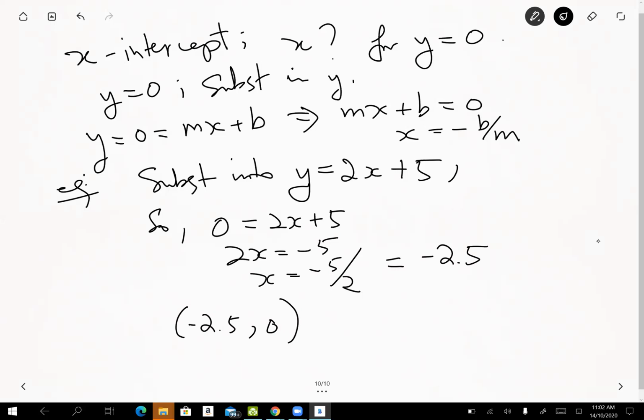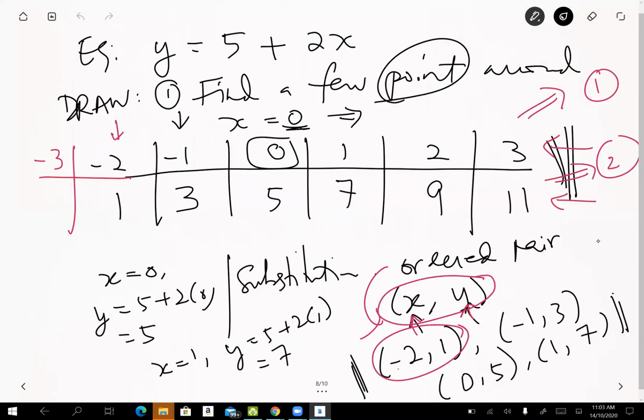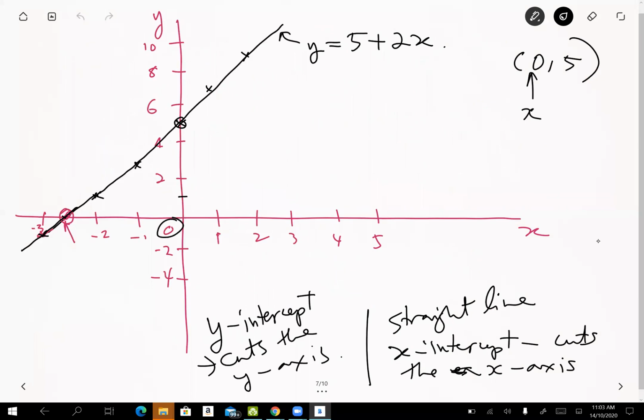So that is the x-intercept. And the y-intercept was (0, 5). That one is easier because you know it's b. But still, you have to show how to find it. So as you can see on the graph, the value of the x-intercept here would be negative 2.5.